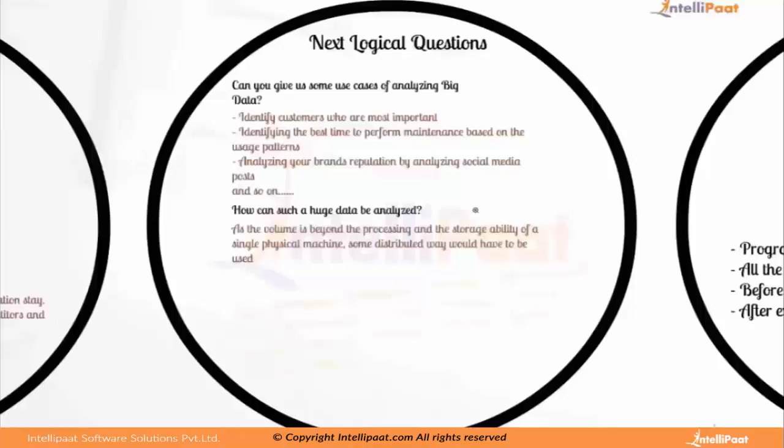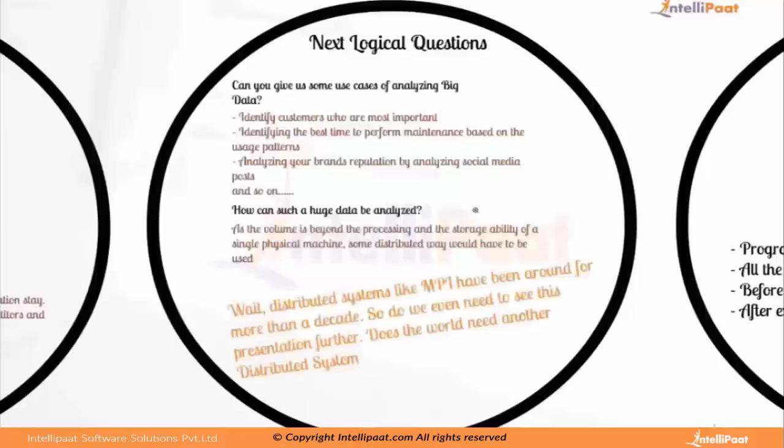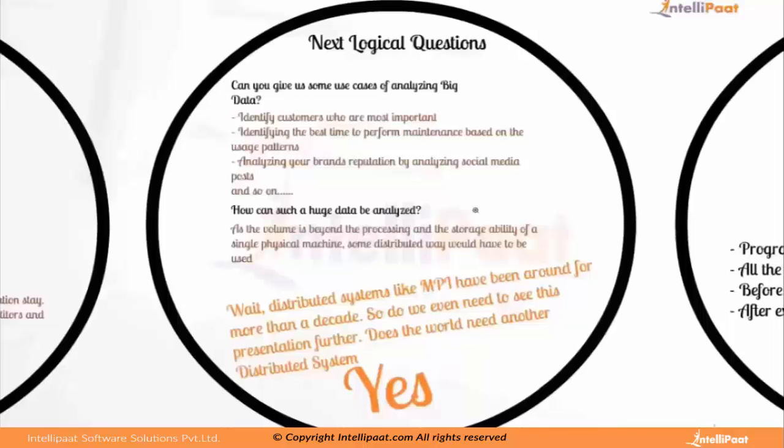Wait. Distributed systems like MPI and MPP have been around for more than a decade. So do we even need to see this presentation further? So you're teaching something that's 15 years old. And forget about that. Does the world really need another distributed system? Why did somebody take the pain to basically create another distributed system? Was it really required? Well, the answer is yes. The world certainly needs another distributed system. Let's see why.